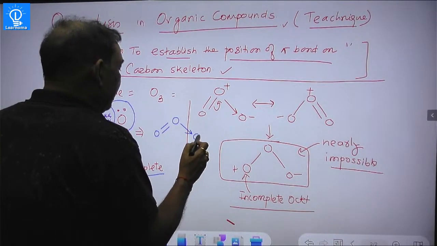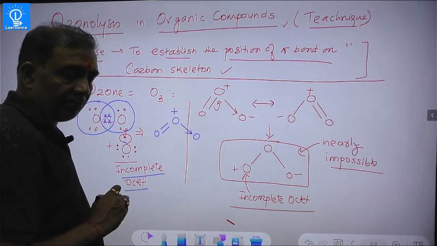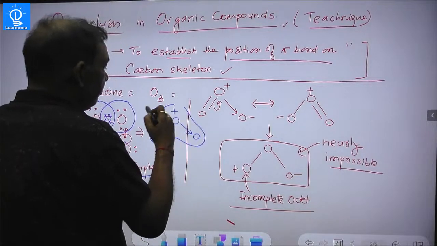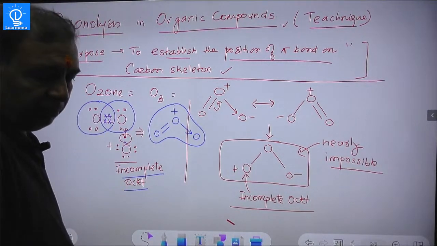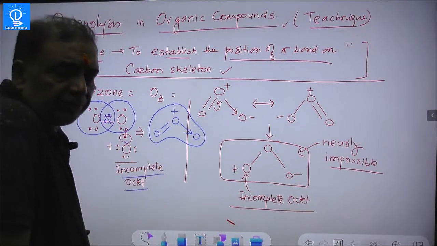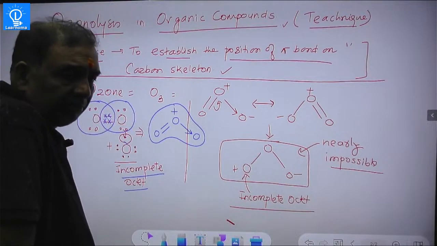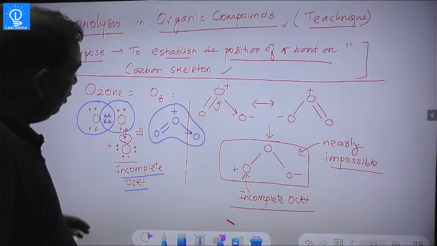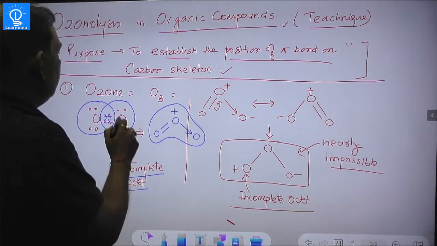Reason, oxygen can't bear positive charge. Oxygen does not want to share this electron. Oxygen itself is highly electronegative. But this is the compulsion. This is the temporary arrangement. Ozone is just a temporary arrangement. Ozone is unstable.